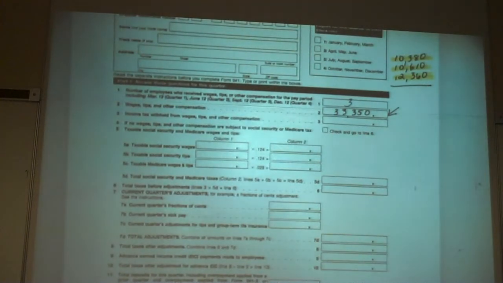On line number 2, it says wages, tips, and other compensation. Now we have 3 months, and we'll need to look in the book at the cumulative earnings or the monthly earnings, because we can't use the cumulative, it's the end of the year. If we were first quarter, we could use the cumulative earnings, but we're at the end of the year. So we need to take the monthly earnings for October, November, and December, and add those 3 up. And that's what I did for line number 2. That's the total earnings for those 3 employees for that quarter.